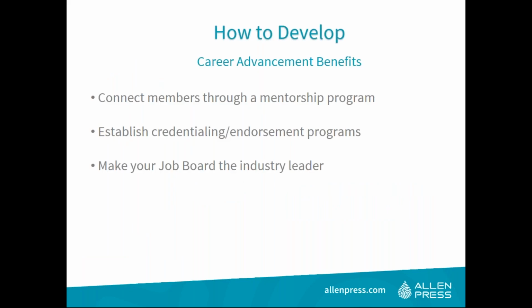And so, a few things to wrap up the career advancement area. You want to connect members through a mentorship program. If you don't have one, think long and hard about how you can set that up so that you can connect your members together. The idea of establishing a credentialing program is going to be something that your members covet, something they want to put on their resume, something that's going to make them a more talented professional. And also take a long, hard look at that job board and make sure it's the place where people turn for opportunity.